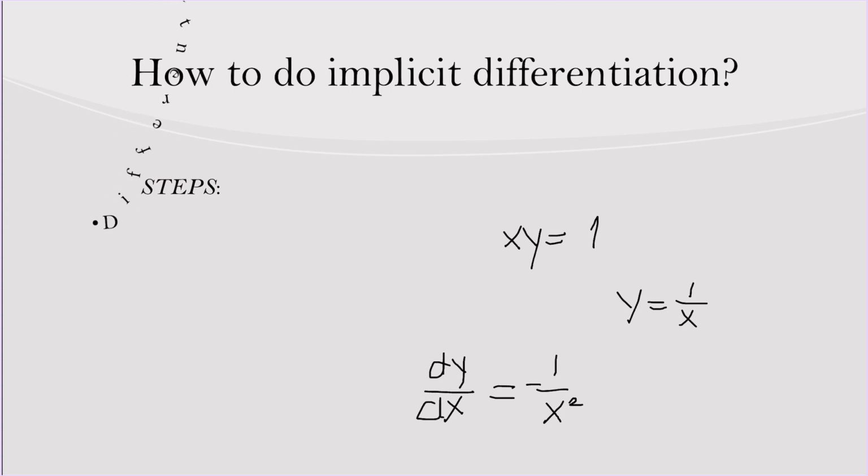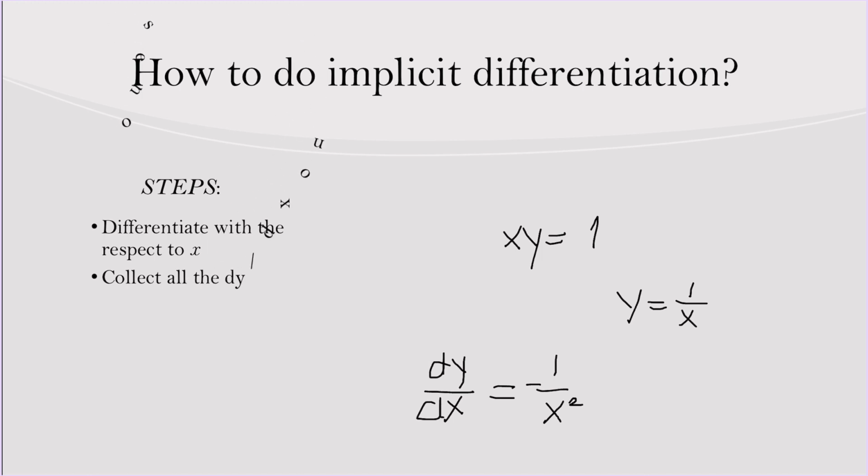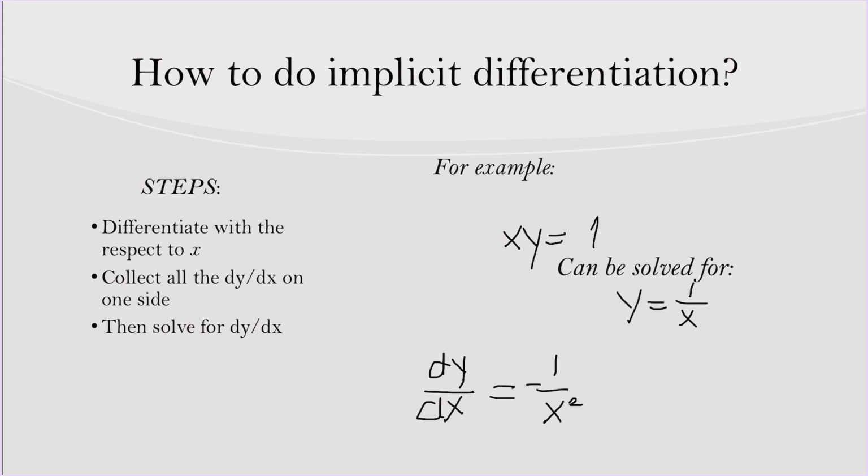First, you differentiate with respect to x. Next, collect all of the dy over dx on one side. Then, you solve for dy over dx. For example, xy equals 1 can be solved for y equals 1 over x and can be differentiated directly to yield dy over dx equals negative 1 over x to the power of 2.